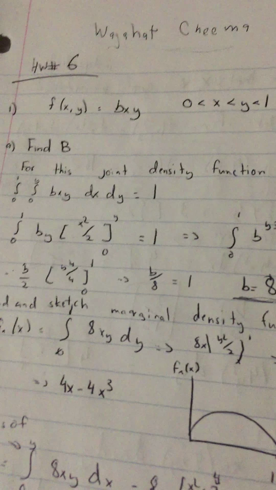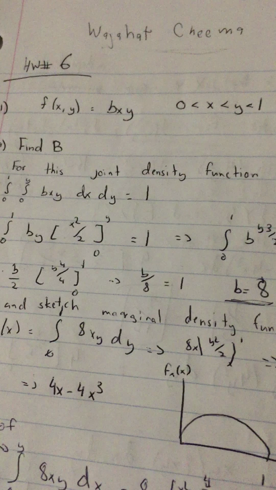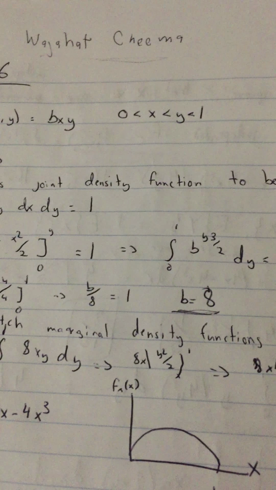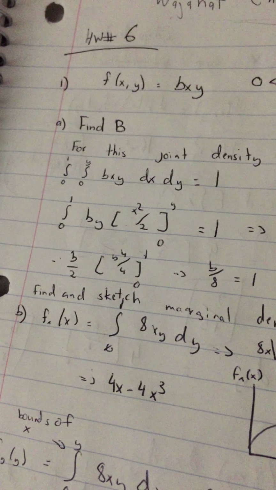So for the question, we're given that the joint density function f_XY(x, y) equals bxy for 0 < x < y < 1. For part A, we have to find b.